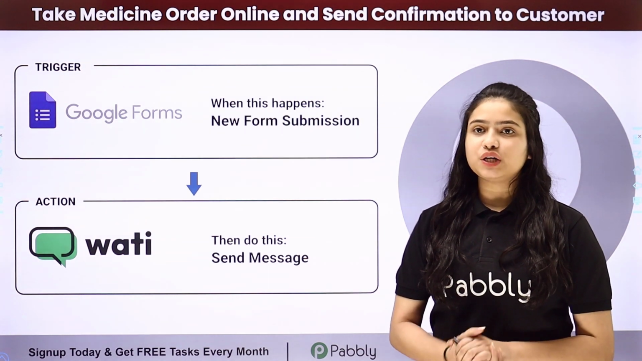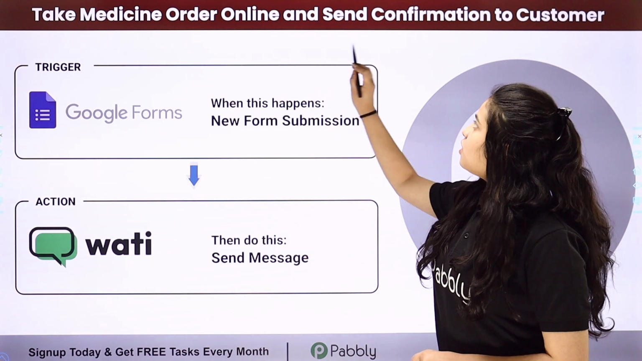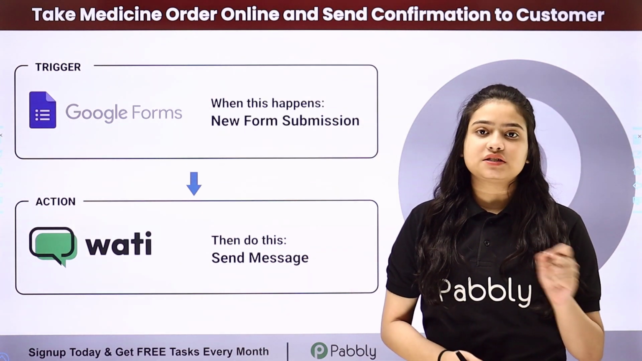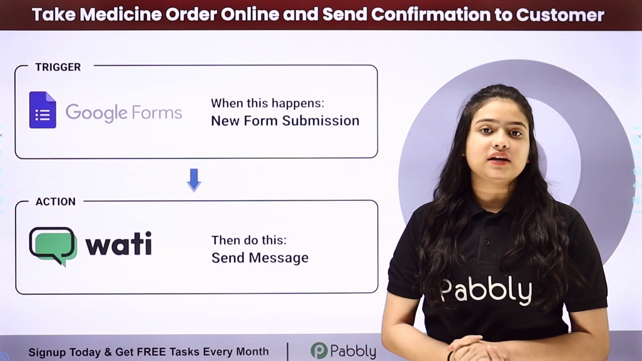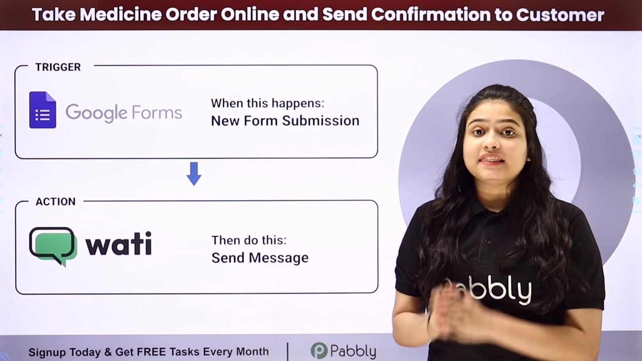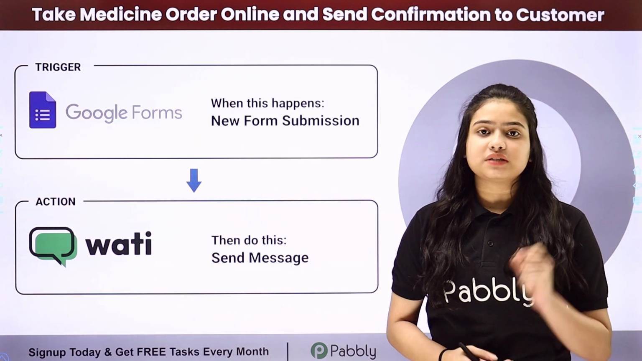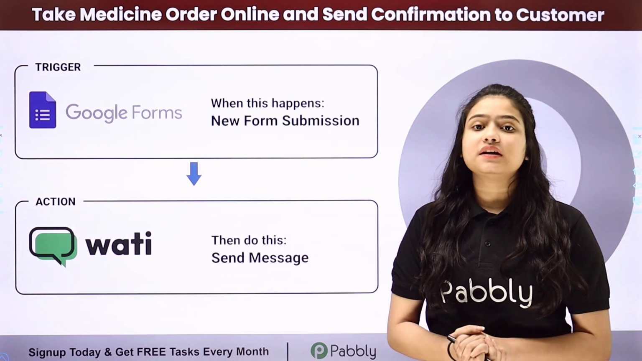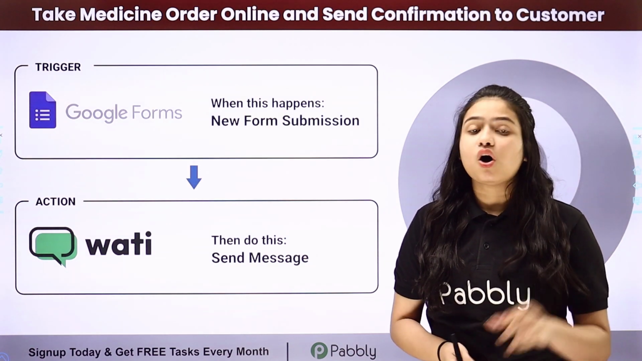In this video, we are going to learn how to take medicine orders online and send confirmation to customers. Suppose I have a medical store, and to take the medicine orders online, I have created a Google Form. Now I want that as soon as a person submits that form along with all the details and the doctor prescriptions, I want to send a confirmation message to that same person on WhatsApp.